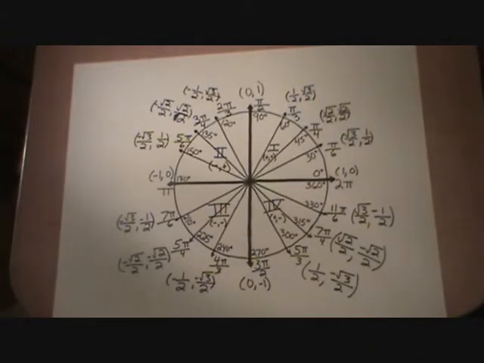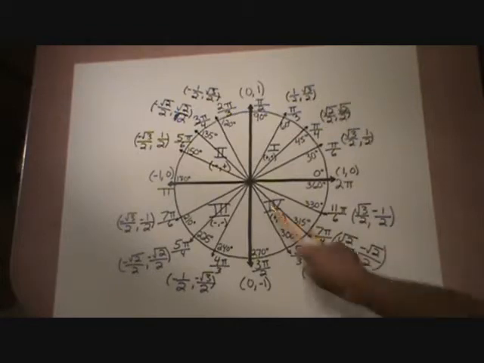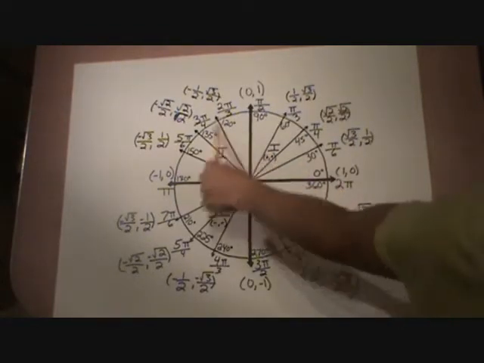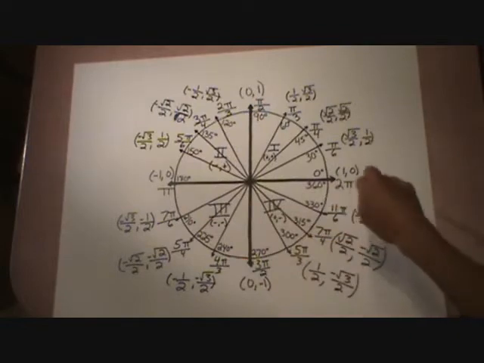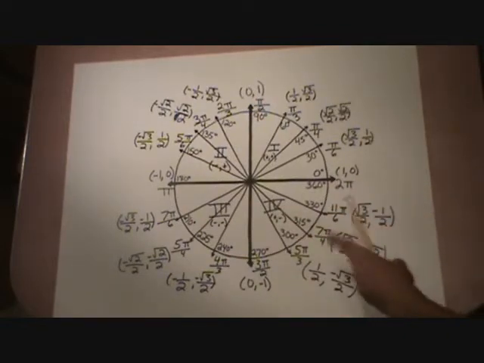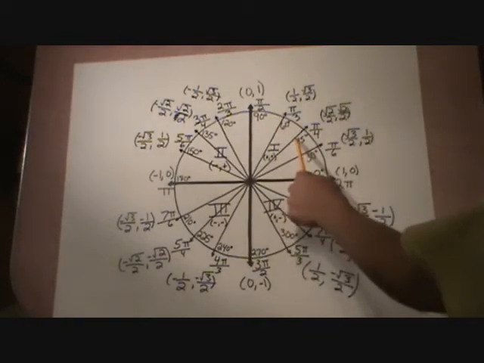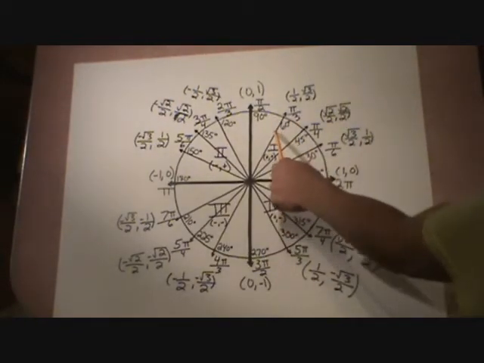This is the unit circle. The basic unit circle has a radius of 1. A circle consists of 360 degrees. The main 3 degrees in quadrant 1 are the 30 degrees, the 45 degrees, and the 60 degrees.